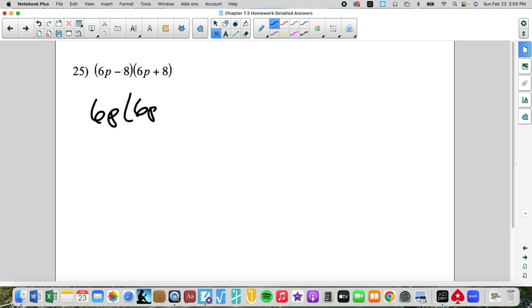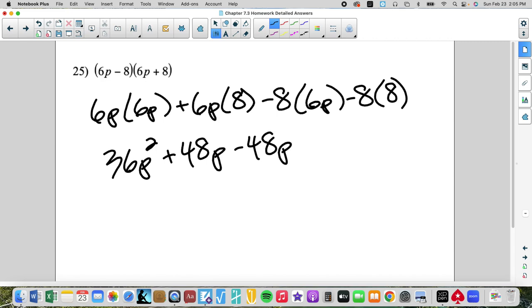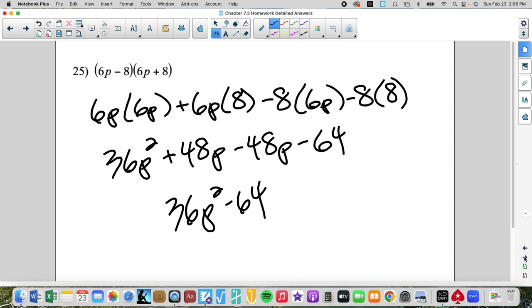6p times 6p plus 6p times 8 minus 8 times 6p and minus 8 times 8. 6p times 6p is 36p squared. 6 times 8 is 48p again. Negative 48p and negative 64. We get 36p squared minus 64. Very similar to the problem we just had. They just flipped their coefficients.